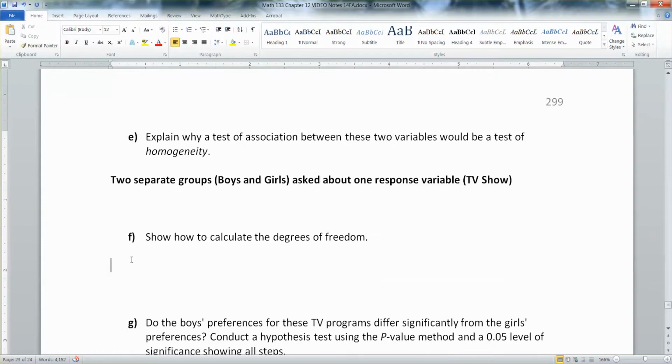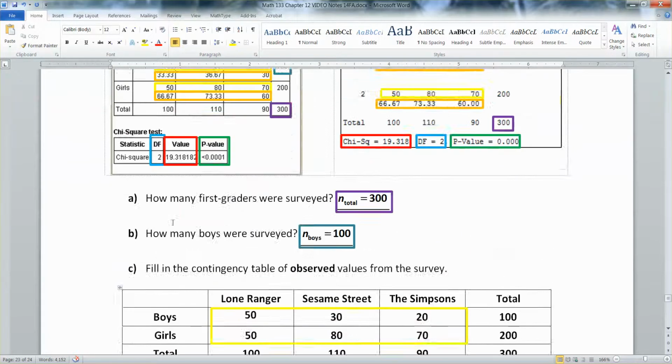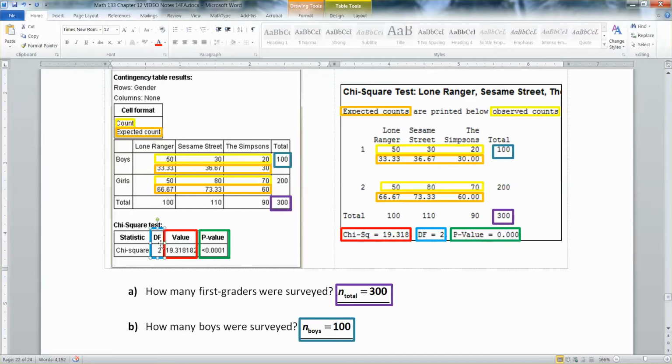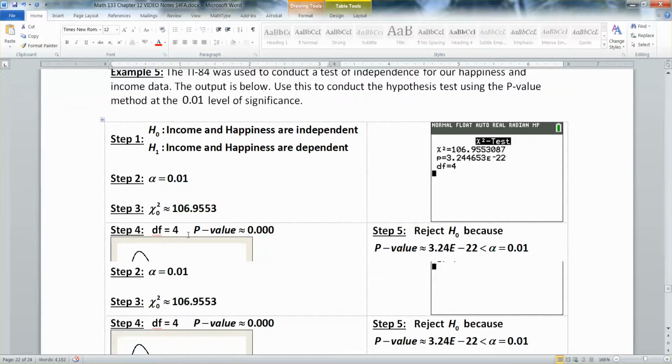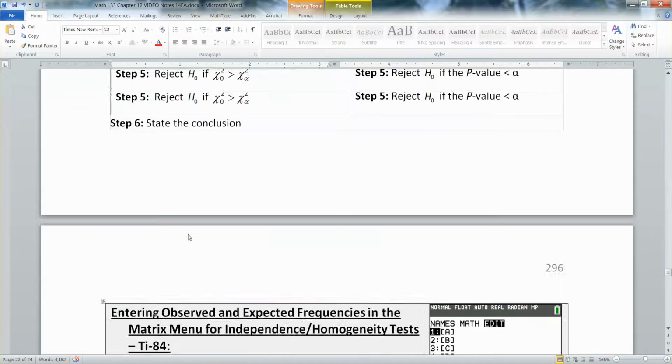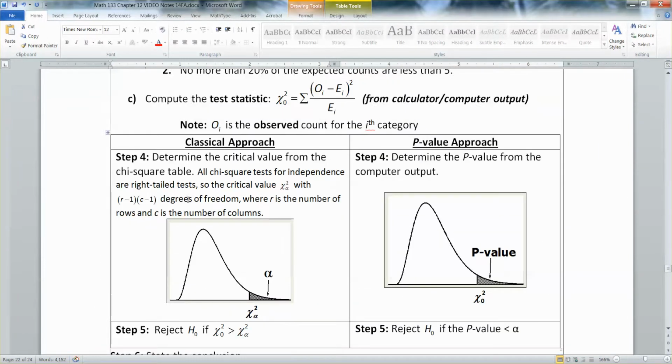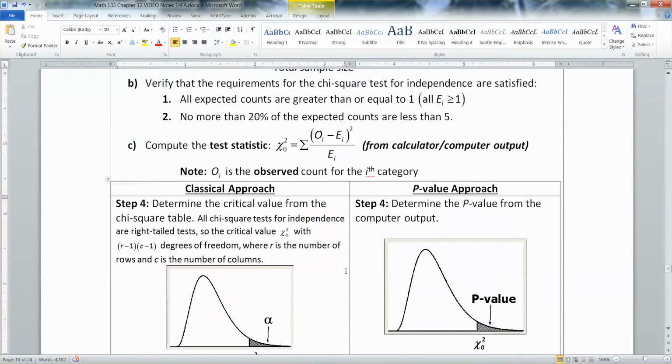All right, now how to calculate that degrees of freedom. They said the degrees of freedom was 2. Where does that come from? Well, if you remember back here in the test, degrees of freedom is r minus 1 times c minus 1. So let's go calculate that.